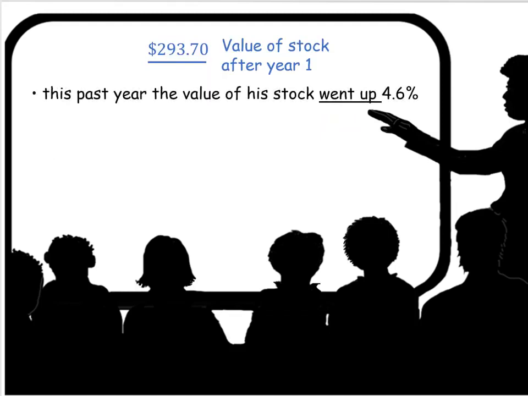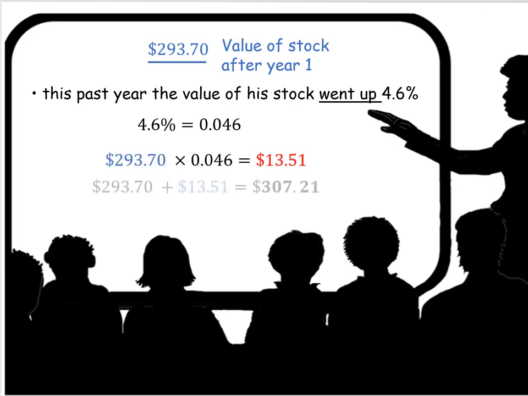$293.70 is the value of the stock after 1 year. So now this past year, the value of his stock went up 4.6%. So we take the current value, which happens to be $293.70, we multiply it times our percentage, and we get $13.51. Since the stock went up by that amount, we're going to add $13.51 to our current value. And that gives us $307.21 is the current value of his stock as of right now, since there has been no change.